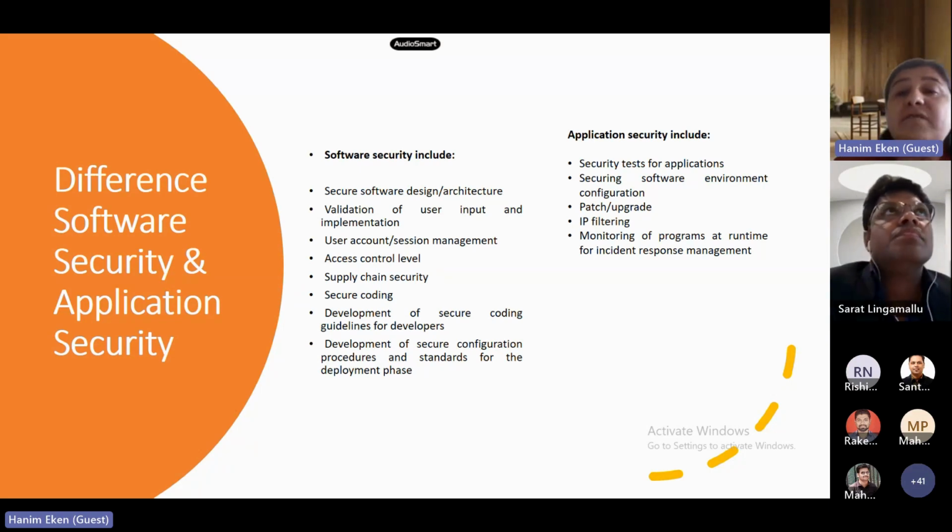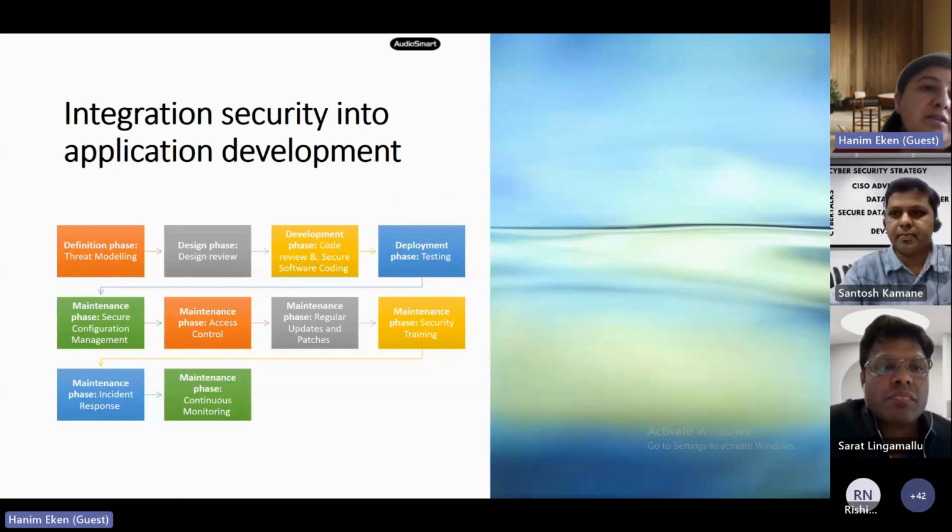Another very important thing for application security and software security is continuous monitoring and incident response management. Incident response management starts when the application is running in the production environment. So here, it is related to the previous point.